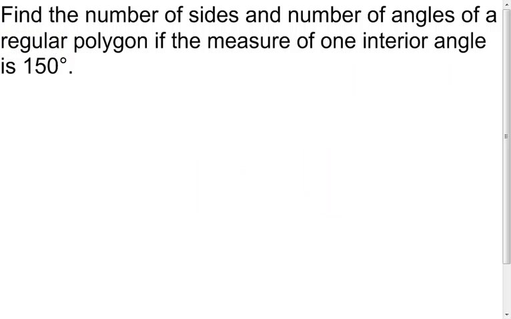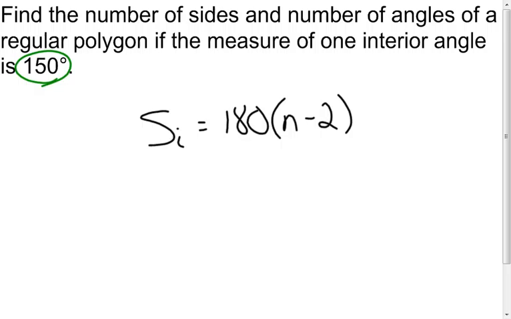Now the other way is to look at more of an equation standpoint. So it tells us the measure of just one of those interior angles is 150 degrees. So what I'm going to think back to is the interior angle sum theorem, which tells me the sum of the interior angles is equal to 180 degrees times the number of sides minus 2. Well, if I wanted to find the measure of just one of those interior angles, all I need to do then is divide everything by however many sides there are.